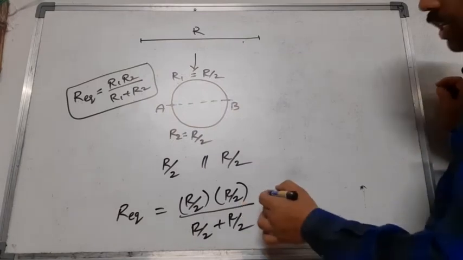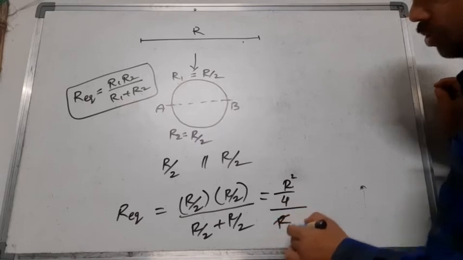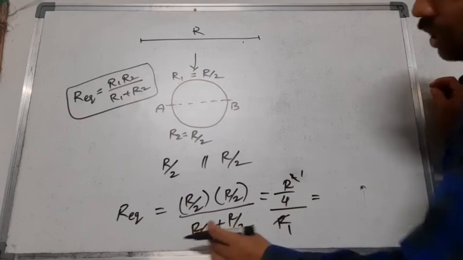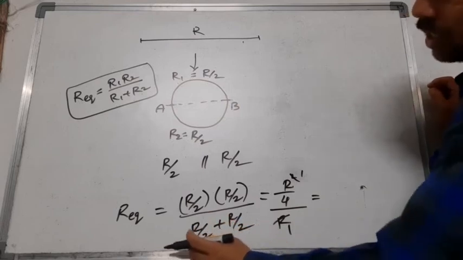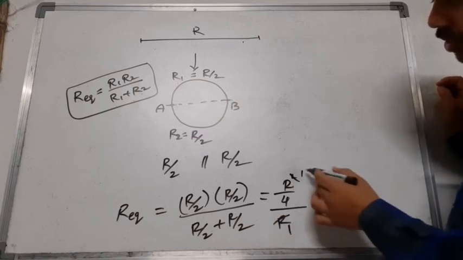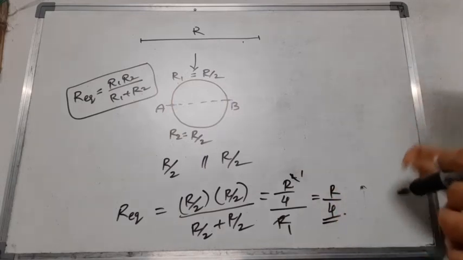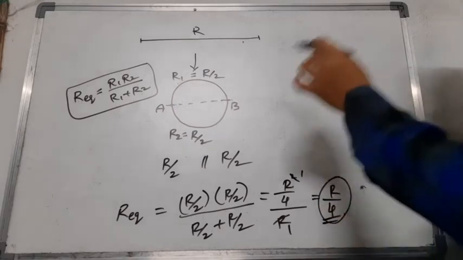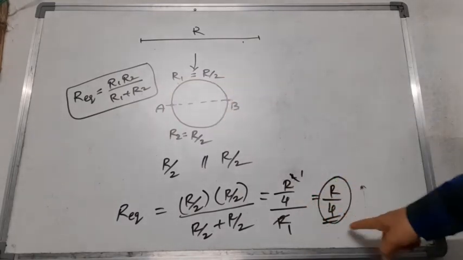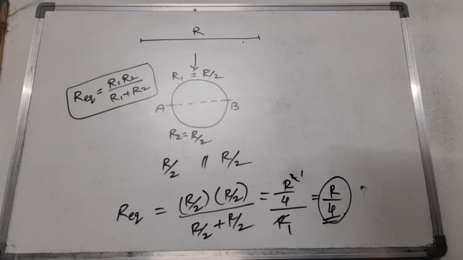So what we will get here? Ultimately R square by 4 whole divided by R. So half R plus half R is one full R you will get. So R and R get cancelled, and R by 4 is our equivalent resistance. Equivalent resistance is R by 4, like this. 1 R is divided into 2 R by 2's. We will get the equivalent resistance as R by 4.